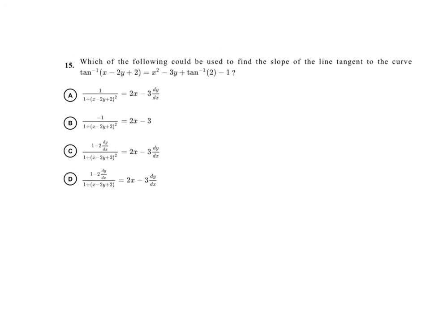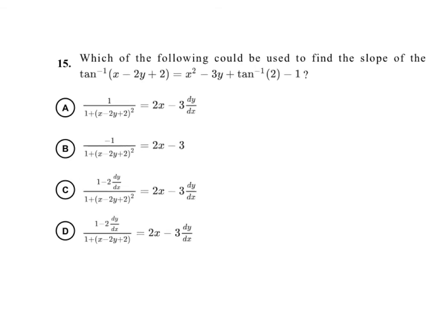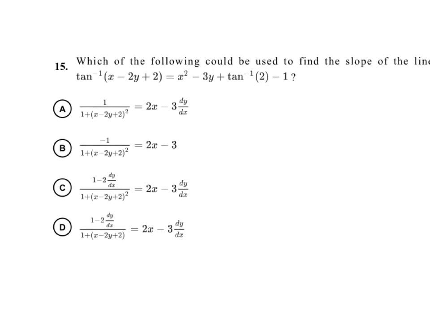Okay, which of the following could be used to find the slope of the line tangent to the curve? That could be used to find the slope of the tangent to the curve. Okay, and then all the answer choices just look like some kind of derivatives. Really just the derivative of this equation. Okay, so let's just do that. So we'll just take the derivative of this whole equation here.